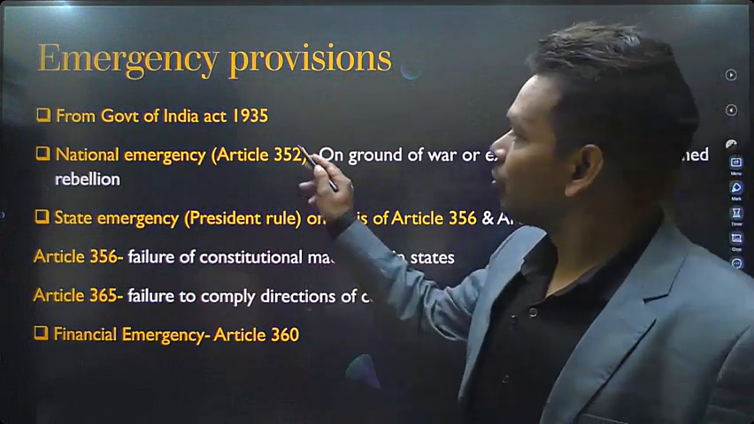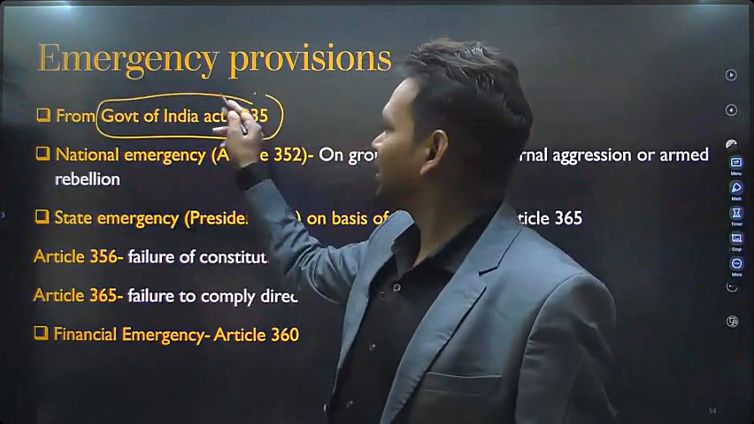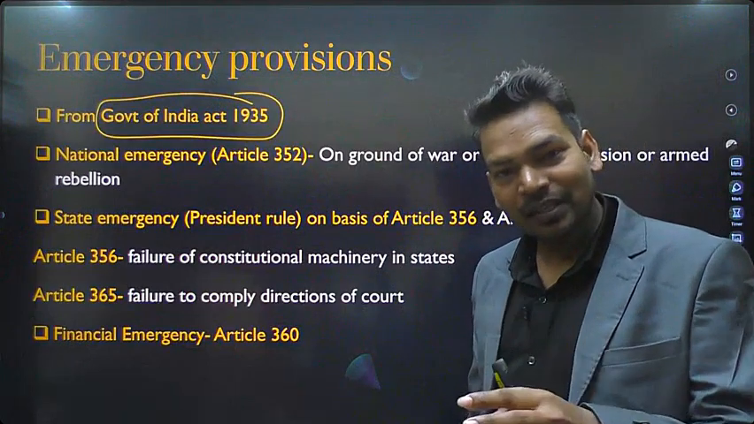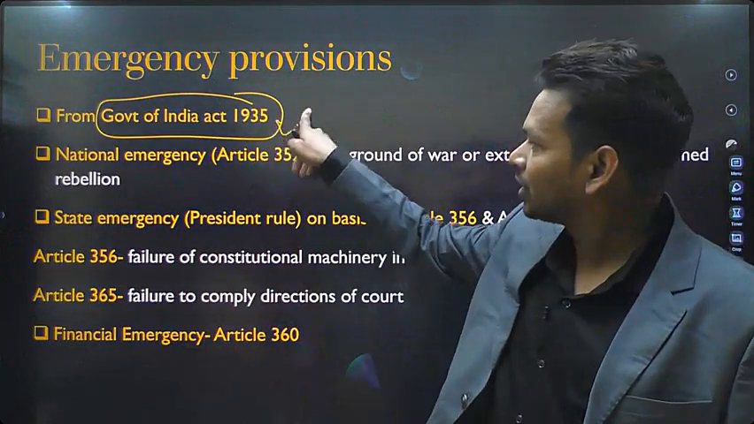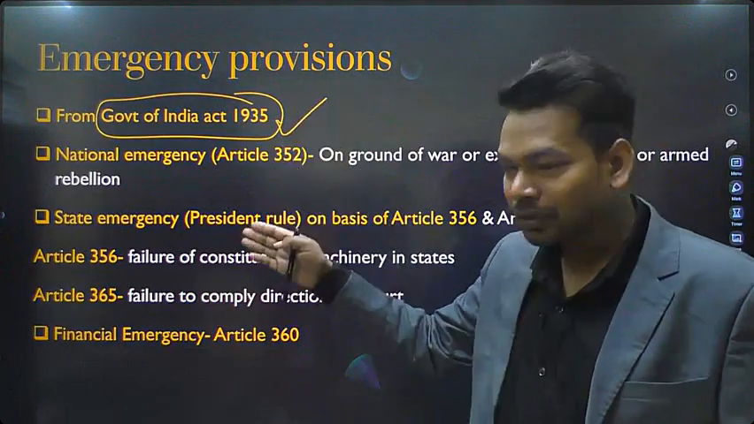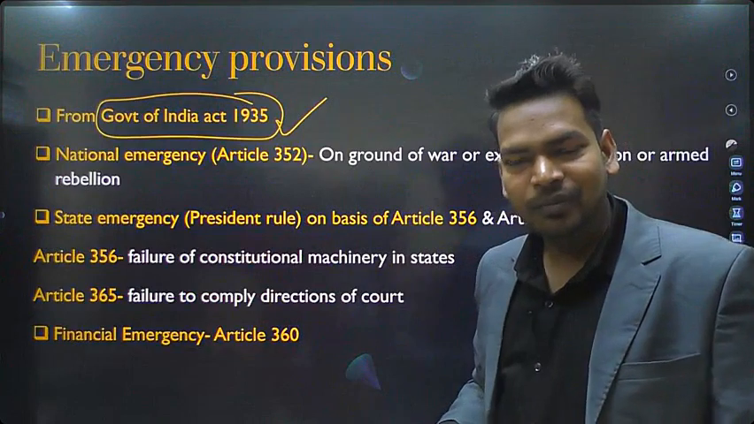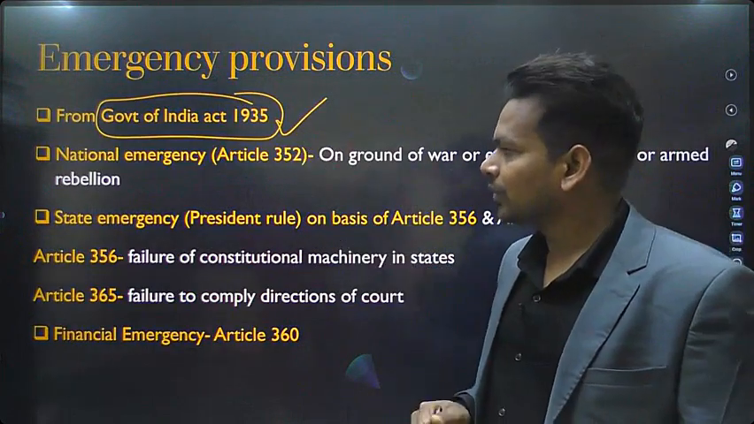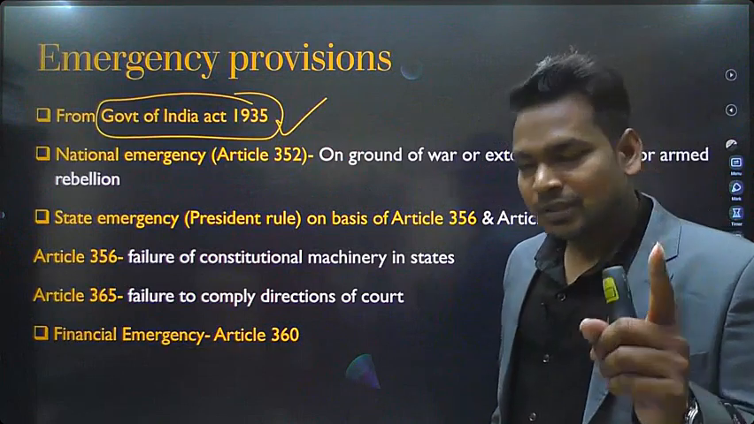From where has this provision been taken? Government of India Act 1935. So we can say these acts which were passed from time to time by the British Parliament have helped in developing our Indian Constitution. That's why we have discussed these acts in the development of the Indian Constitution. So three types of emergency are going to be there.